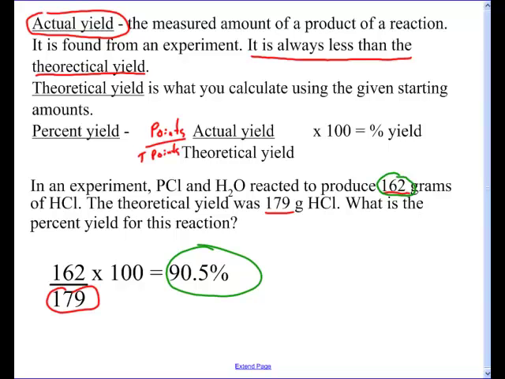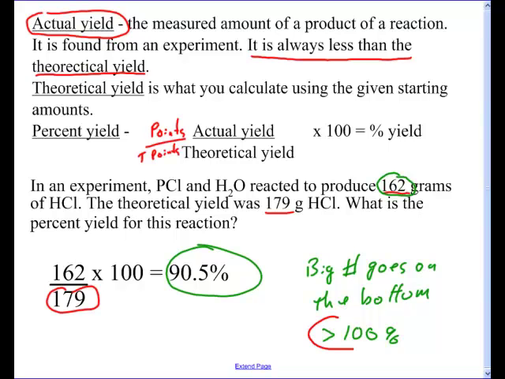Now, if you ever forget which one to put on the bottom, remember this: the big number goes on the bottom. In other words, you never get greater than 100%. That's not ever going to happen. So big number goes on the bottom.